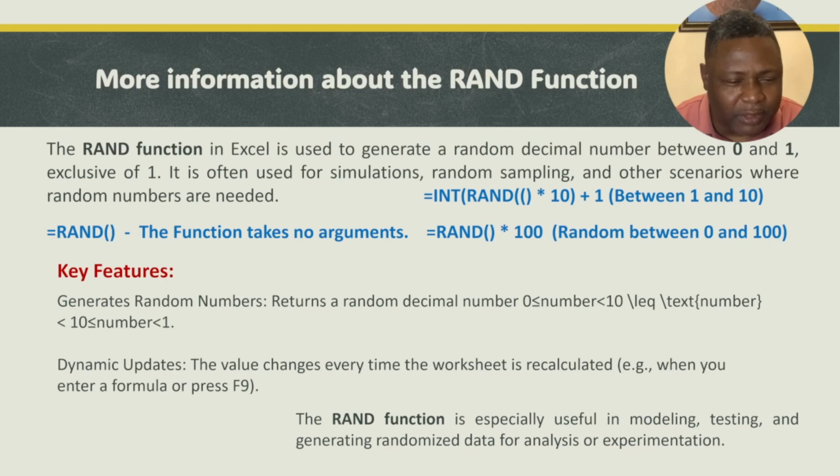So the key feature here is that the RAND function generates random numbers. It returns a random decimal from 0 to less than the value you multiply it with. Okay, and so let me just exclude you from all these mathematical greater than or equal to and less than or equal to the 10 or whatever number. But let's go into our Excel sheet and see what this function does, because the RAND function is especially useful for modeling, for testing, and for generating randomized values.